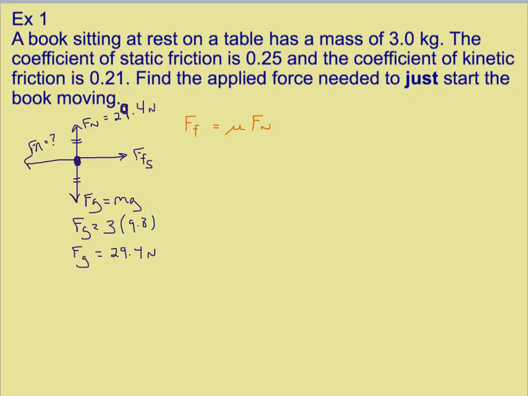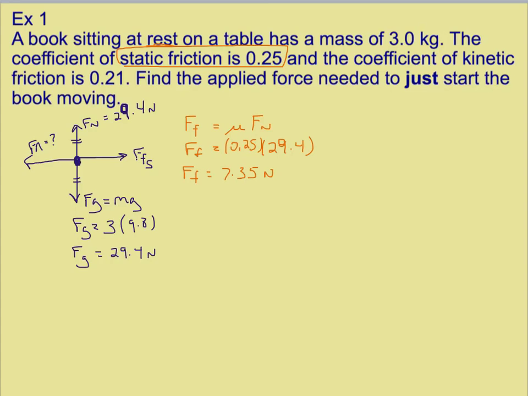Okay, so we do all that, again, just so we can figure out what friction is. Friction is mu times the normal force, and the normal force is 29.4. Mu, we got to figure out again which mu to use. Because the book is sitting at rest, it is not sliding. That means we're going to use static friction. Okay, so this thing now is 0.25 times 29.4. We work that out, let's see, that is 7.35 newtons. That's friction.